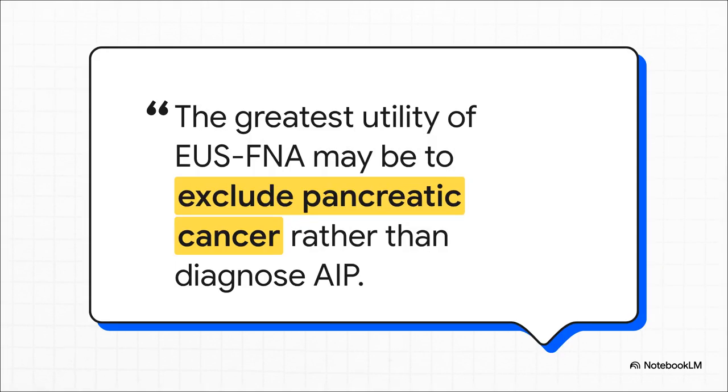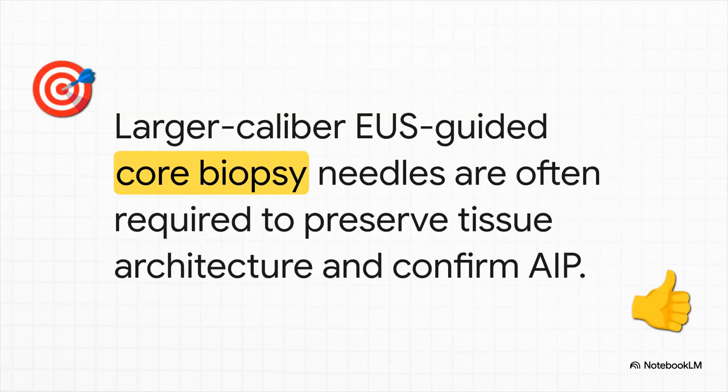Now, this is a really subtle but super important point. A standard EUS with a fine needle aspiration, or FNA, is fantastic for getting some cells to prove there's no cancer. But those cytology samples, just the cells alone, often aren't enough for a pathologist to confidently say, yes, this is definitely autoimmune pancreatitis. So, to actually get that positive diagnosis of AIP, the guidelines are now pointing us toward using newer, bigger core biopsy needles. These give the pathologist a much more intact piece of tissue, so they can see the structure, the architecture, that they need to make the definitive call.